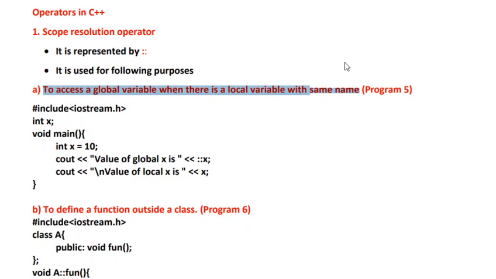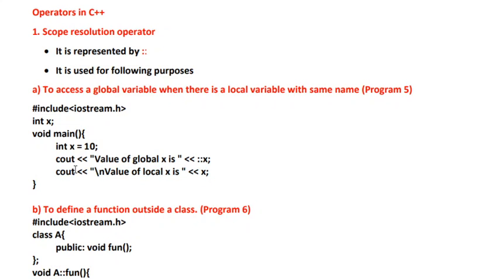I've listed it as program 5, so you need to execute this program and see what the output will be. Here we have a global variable x declared outside the main function, and we have a local variable x as well, that is 10. If a local variable has the same name as a global variable, the local variable is always given preference over the global variable. So whenever I print the value of x, it will print 10, right?